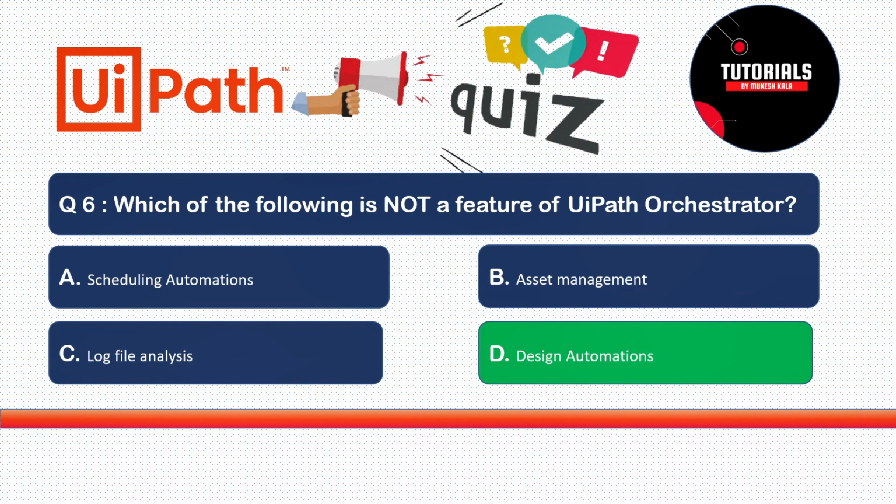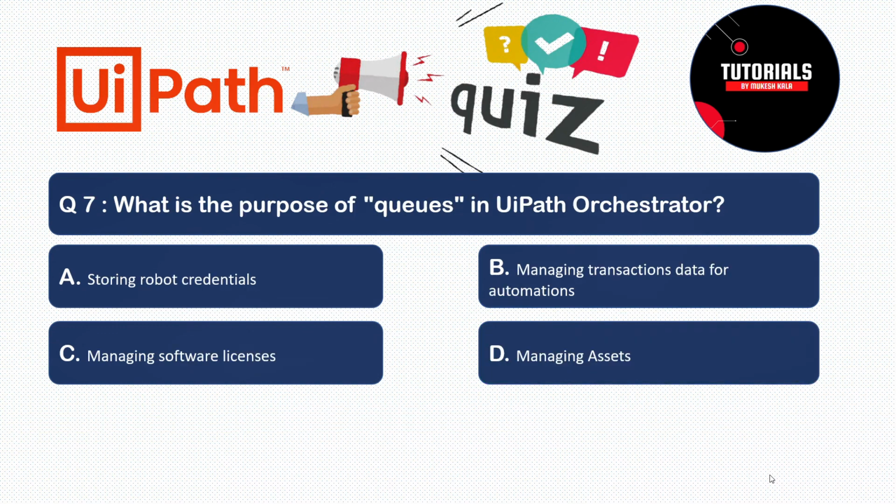Because designing of the automation is done in UiPath Studio, right? Scheduling, asset management, log file analysis, everything is done in the UiPath Orchestrator. You cannot design the automation. Okay, let's move to the next question now. What is the purpose of queues in UiPath Orchestrator? Why should a developer use UiPath Orchestrator queues, right?